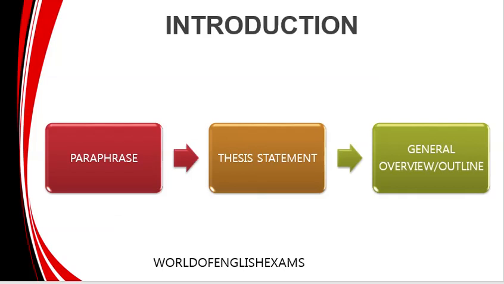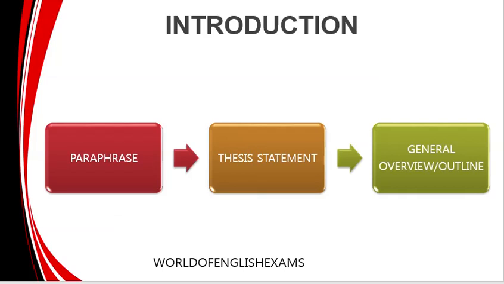So the first statement is the paraphrase. Followed by the paraphrase is the thesis statement. So the definition of a thesis statement is, it is a statement that conveys the message to the reader. Simple. So we are going to tell the reader what exactly we are going to do in the body paragraphs. That means we are planning to give a direction to our essay in the form of a statement that is called the thesis statement. So followed by the thesis statement is what is called as a general overview or outline.